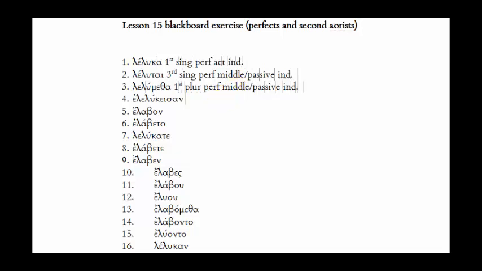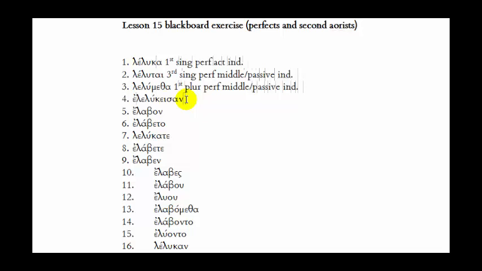Elelukesan, elelukesan. What form is this? Well, there's a reduplication here and a kappa, which suggests perfect, but there's also something weird about this one. You've got an augment, and you don't have any augment in the perfect, nor do you have an ending like kesan. You would have maybe an ending like kan, but not kesan. This I just threw in to kind of keep you on your toes here. This is actually a pluperfect.